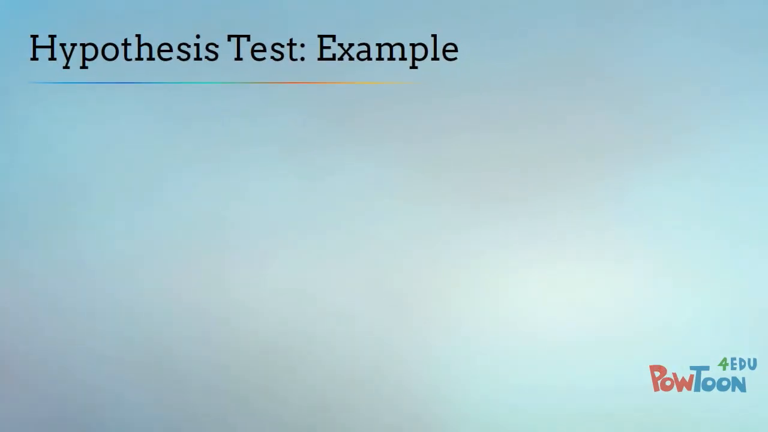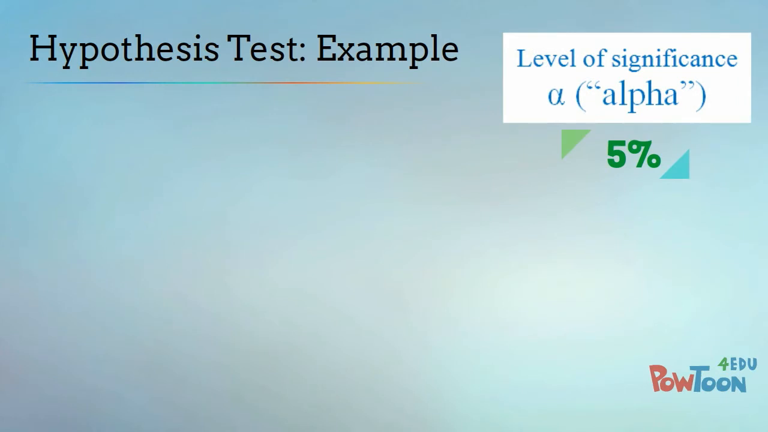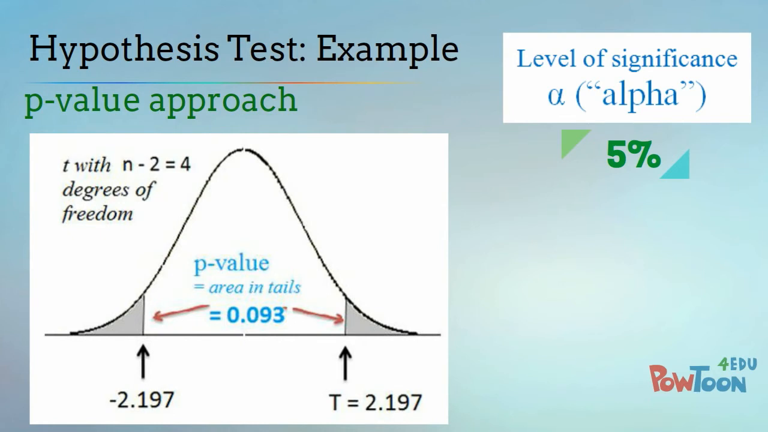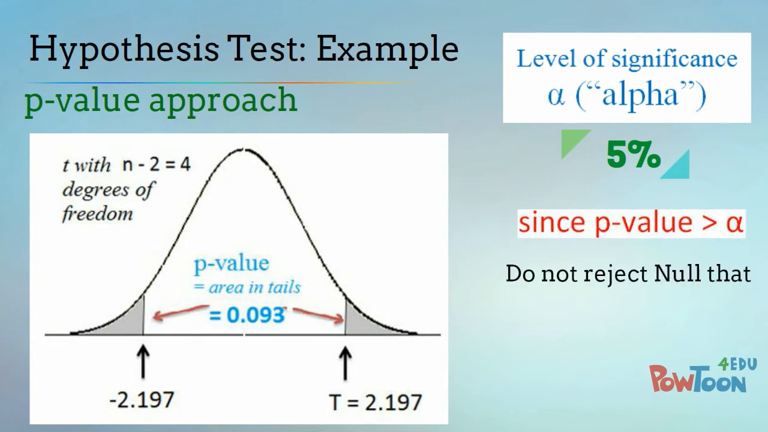Suppose we want to test this hypothesis using a 5% significance level. Then using a p-value approach, the two-tailed p-value for 2.197 on a t with 4 degrees of freedom is 0.093. Since the p-value is greater than alpha, we do not reject the null that says the population correlation is 0.